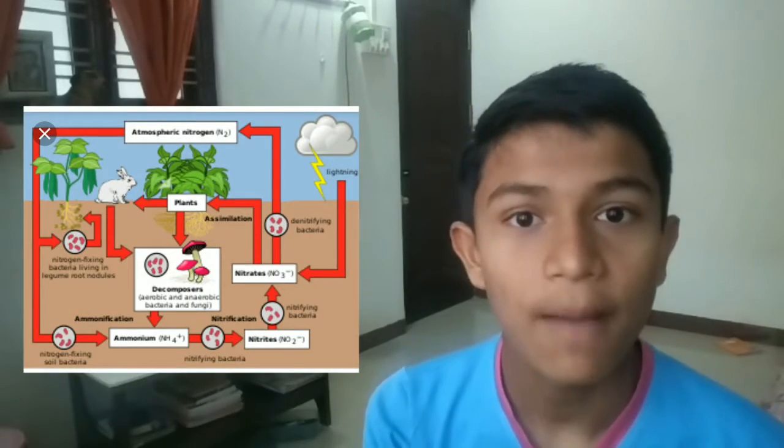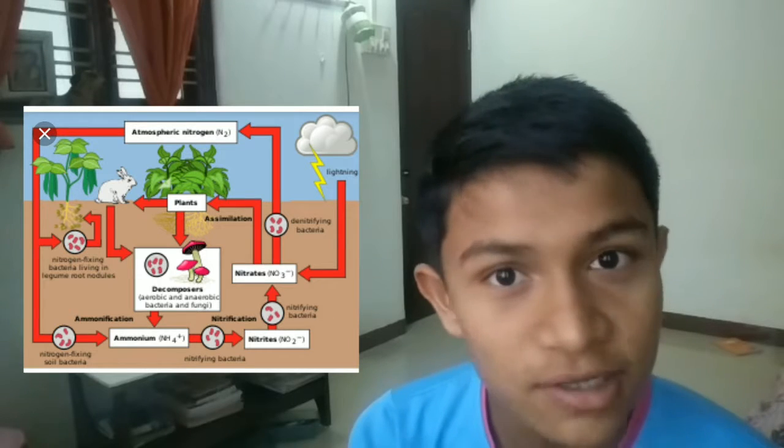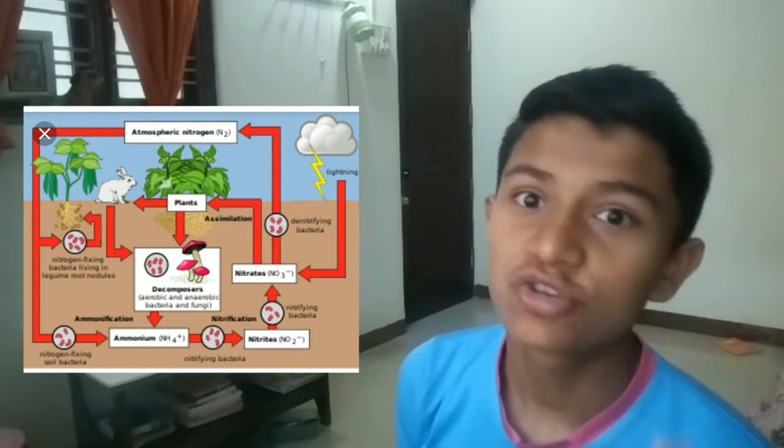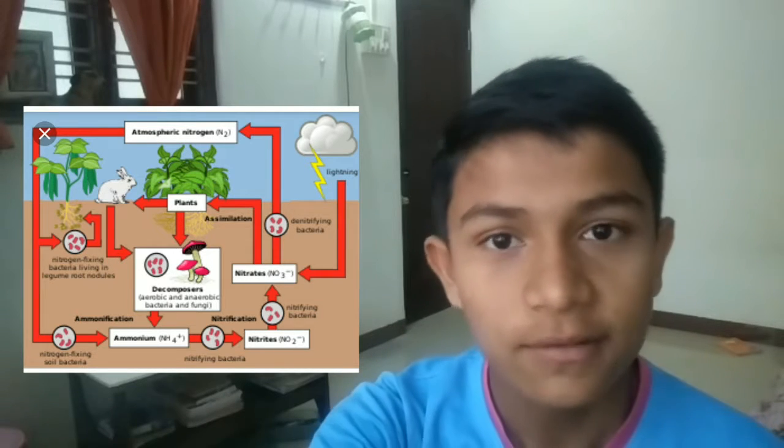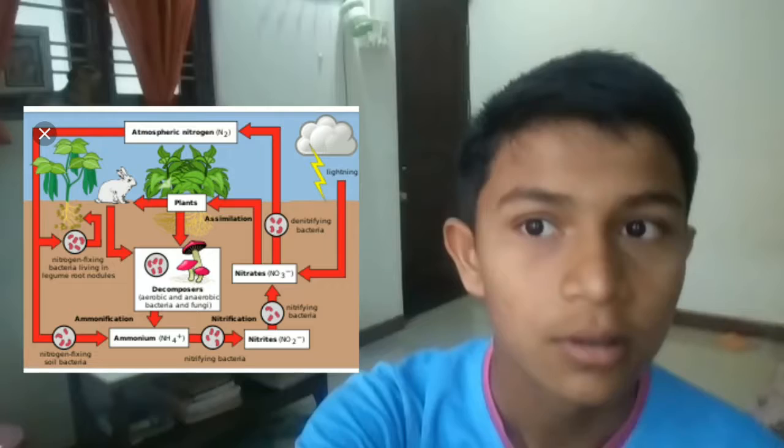After this we have denitrification. In denitrification, there are certain bacteria that convert the ammonia into inert nitrogen. They include clostridium, pseudomonas, and others.